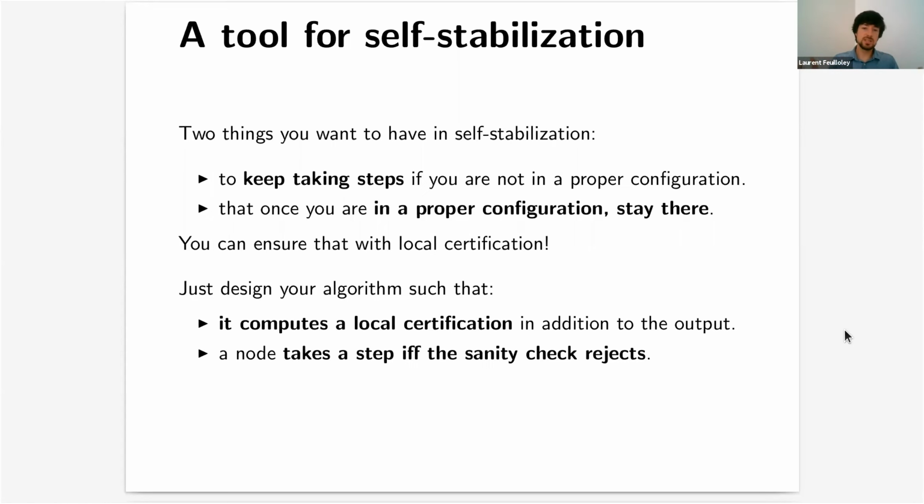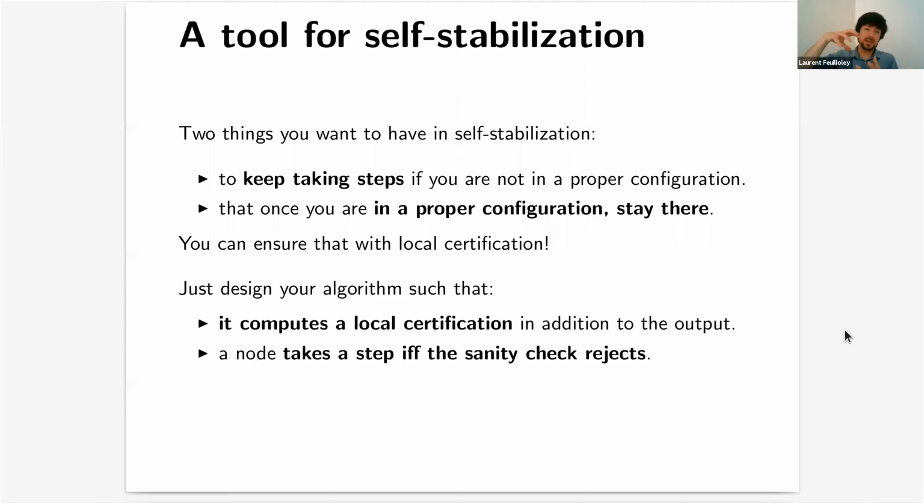And the good news is that local certification is exactly what you need for these two properties. Why so? Because suppose you have a local certification of, say, directed spanning trees. Then you can build your self-stabilizing algorithm around that.